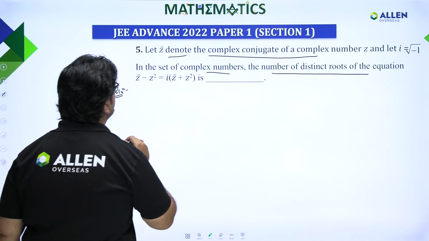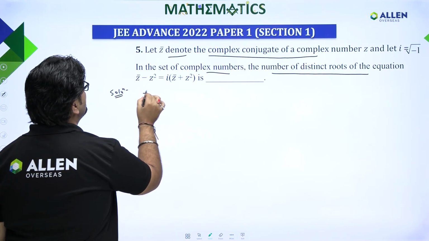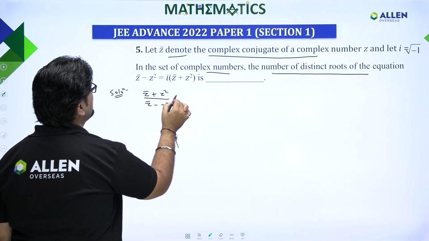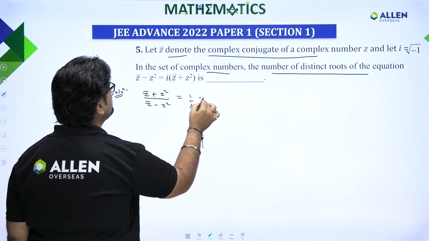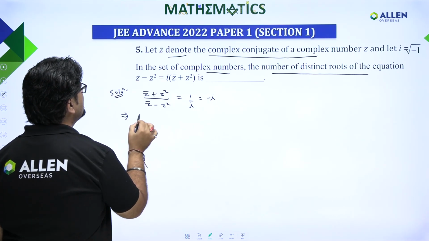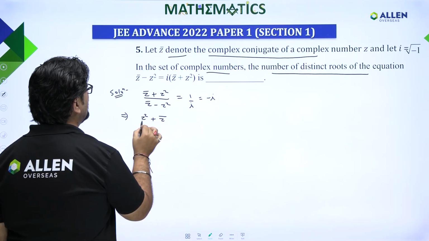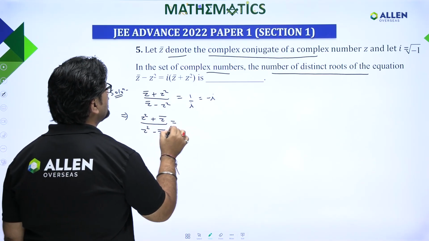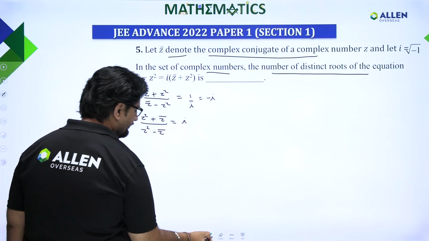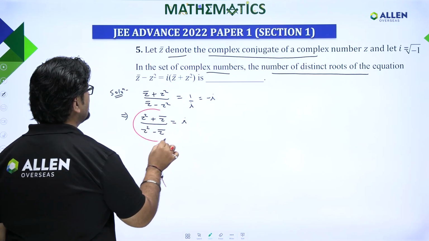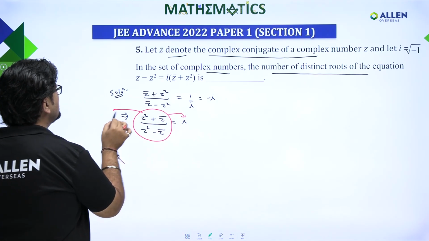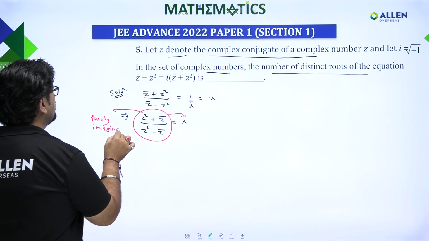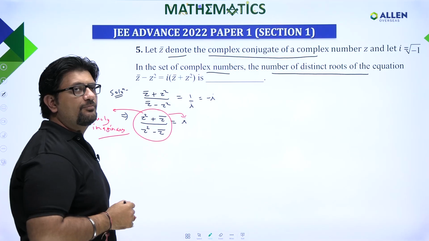So what I am doing here for you, listen. I am taking z bar plus z square in the division, so (z bar minus z square) divided by (z bar plus z square) equals 1 upon iota, which equals minus iota. So I will say that (z square plus z bar) divided by (z square minus z bar) will be equal to iota. Looking at this quantity, it is coming to be iota, which means this must be a purely imaginary quantity.